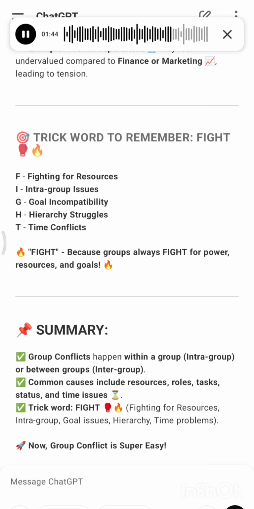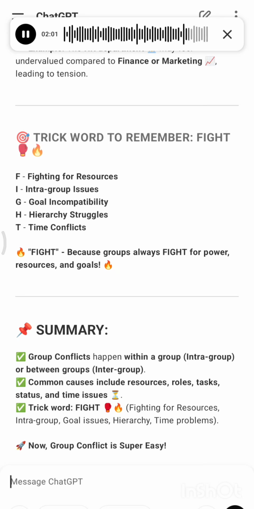Trick word to remember: FIGHT. F, fighting for resources. I, intragroup issues. G, goal incompatibility. H, hierarchy struggles. T, time conflicts. Fight, because groups always fight for power, resources, and goals.